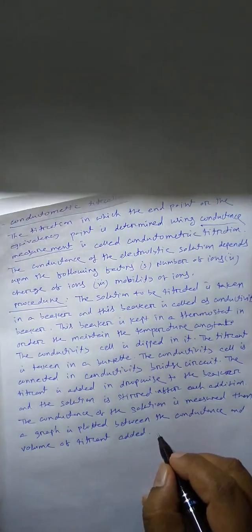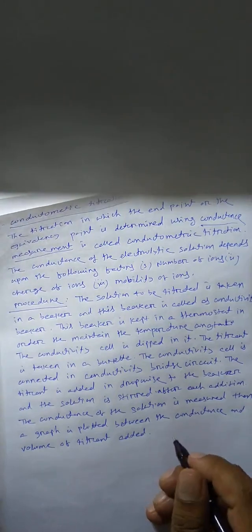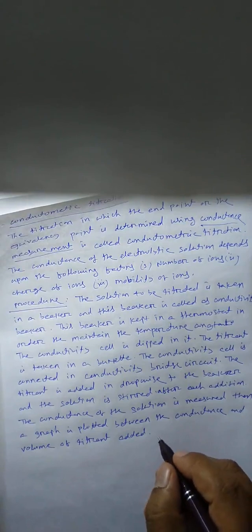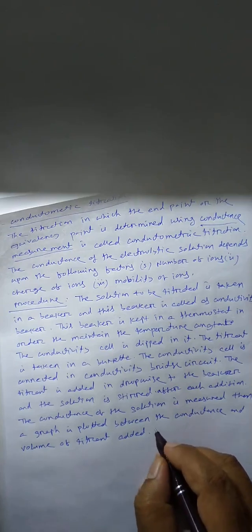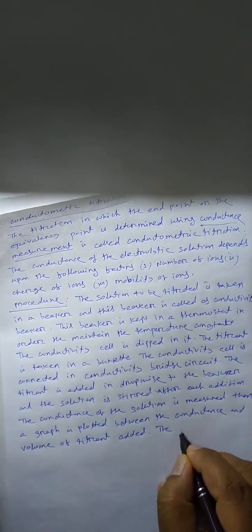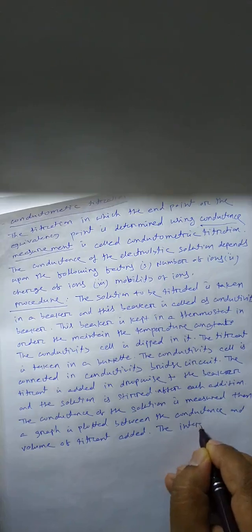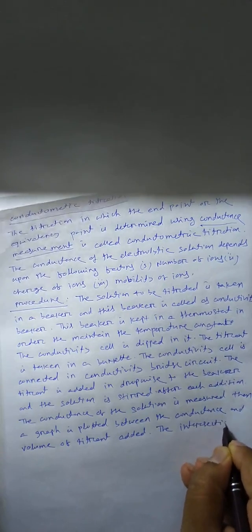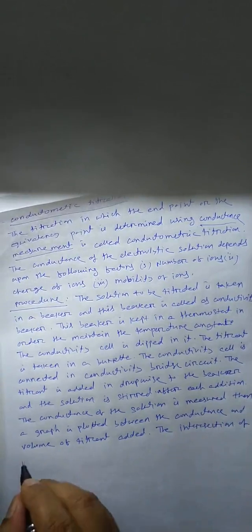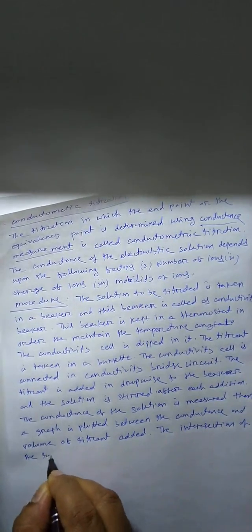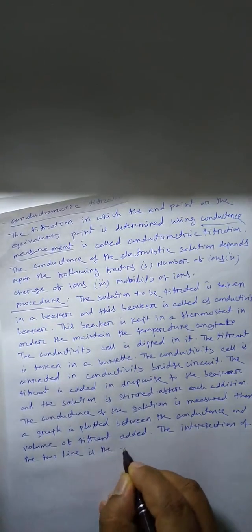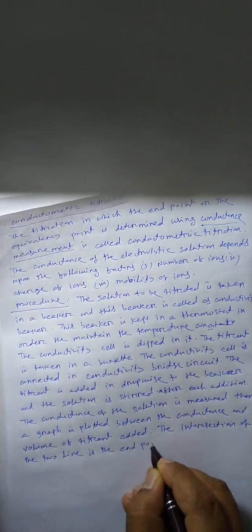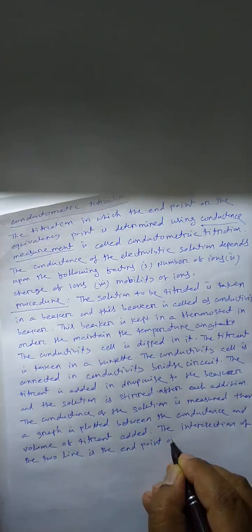The intersection of the two straight lines is called the end point, or equivalence point.